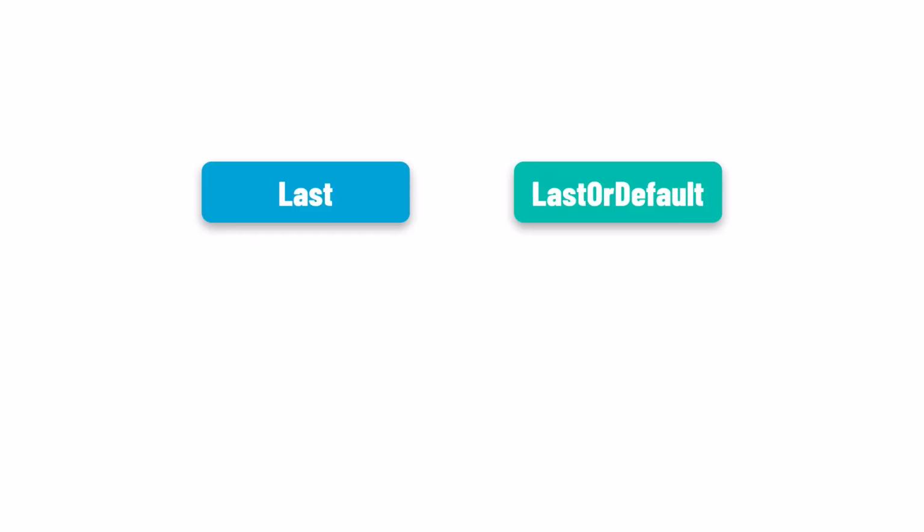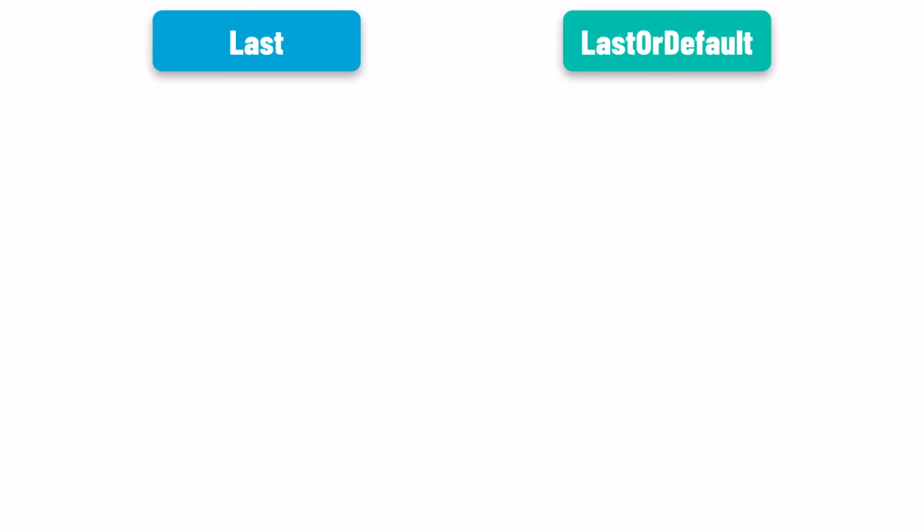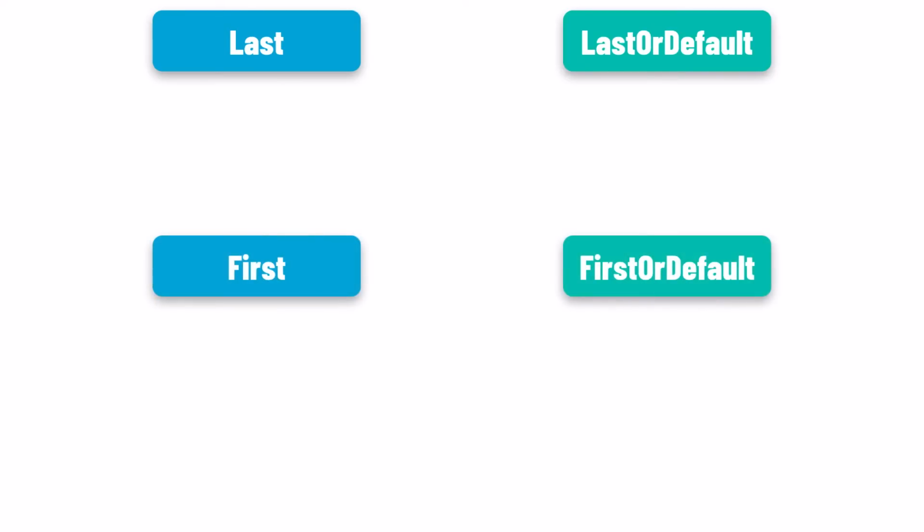In this video, we'll be taking a closer look at two more powerful element methods, Last and LastOrDefault. Just like their counterparts First and FirstOrDefault, these methods can be extremely handy for manipulating and working with sequences of data. So, let's dive right in. As you've probably already guessed, using Last and LastOrDefault is just as straightforward as using First and FirstOrDefault. The syntax remains nearly identical, making it easier for you to switch between these methods without breaking a sweat.